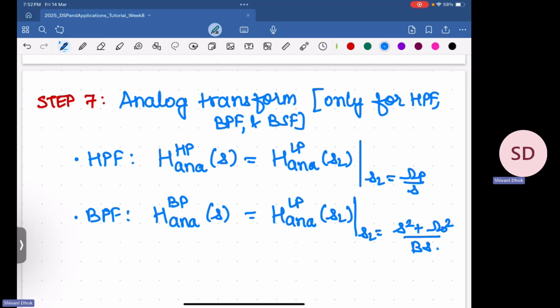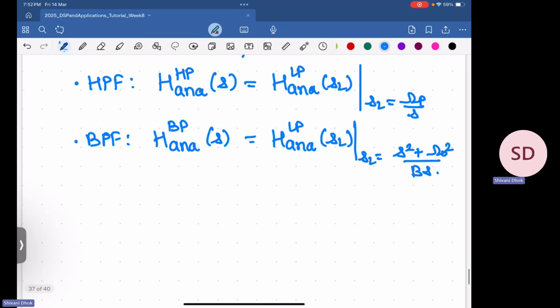So now once we got the filters that we want, the last and final step, step 8, is the bilinear transform.